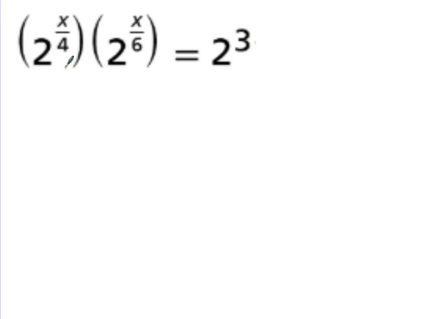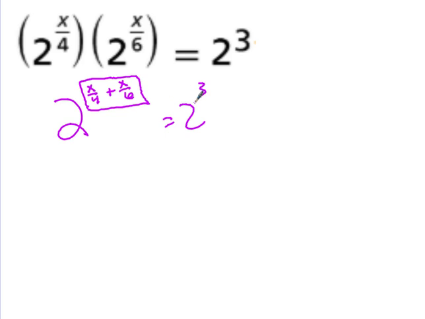So again, I notice I have the same base. They're being multiplied. So I notice this is going to be a product of powers situation where I'm really just adding my 2 exponents together, and they're going to have to be equal to 3. So this is really the same thing as 2 to the x over 4 plus x over 6, and that has to be equal to 2 to the 3rd power. So really, this piece right here needs to equal this one.